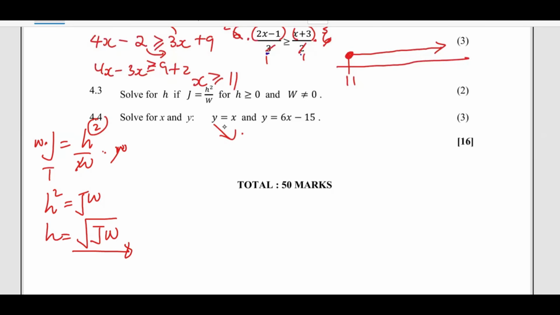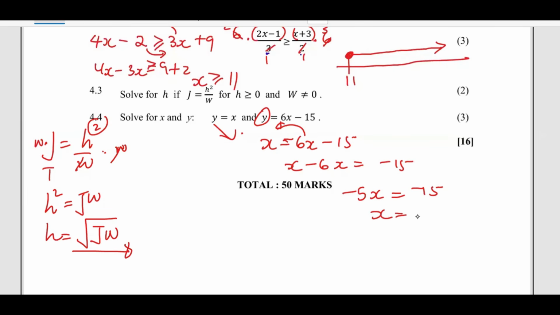All right, 4.4, solve the simultaneous equations. y is x, x is y. Then we substitute. So where there is y, put x. 6x minus 15. Move this one that side. It's going to be x minus 6x is equal to negative 15. So this is negative 5x is negative 15. Divide both sides by negative 5. x is 3. Okay.